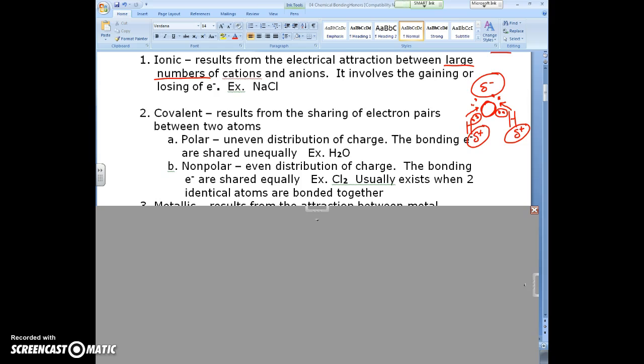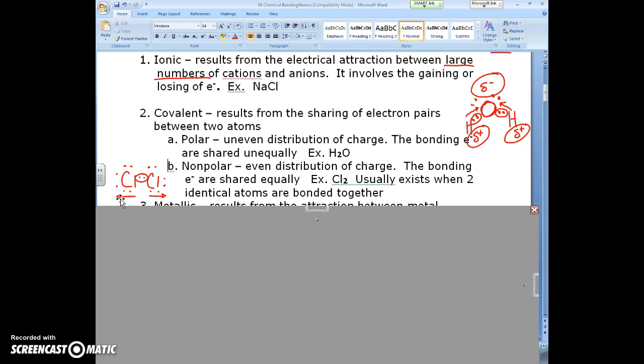What happens with chlorine gas is I've got one chlorine, which has 7 valence electrons, bonded to another chlorine that has 7 valence electrons. We end up sharing these, and each of them ends up with access to 8. Well, this chlorine is pulling on the electrons this way, and this chlorine is pulling on the electrons this way. But they are pulling with the exact same force because they are the exact same element. And so no one wins this tug of war, and they end up sharing those electrons equally. So usually nonpolar covalent bonds exist when two identical atoms are bonded together.